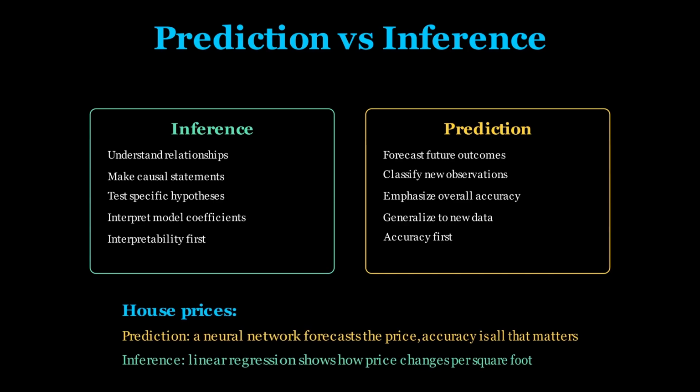In some situations, we need to model for both inference and prediction simultaneously. In that case, we can use interpretable models like linear regression and validate their predictive performance against more sophisticated models. Combining insights from both approaches leads to more informed decision-making.